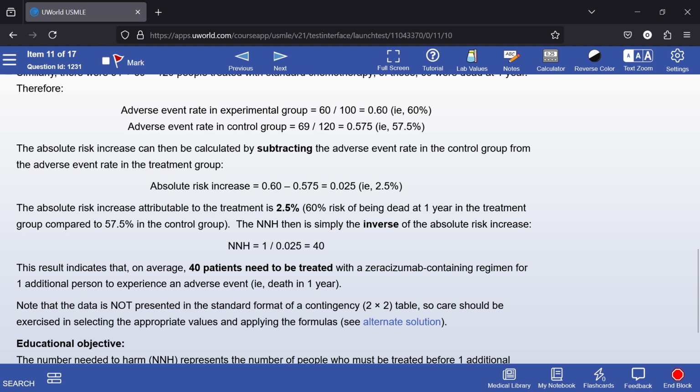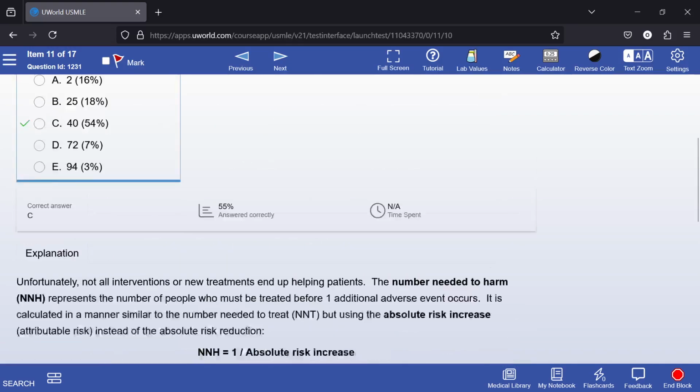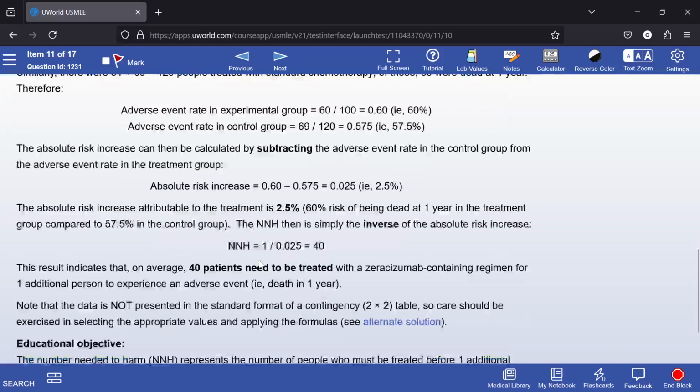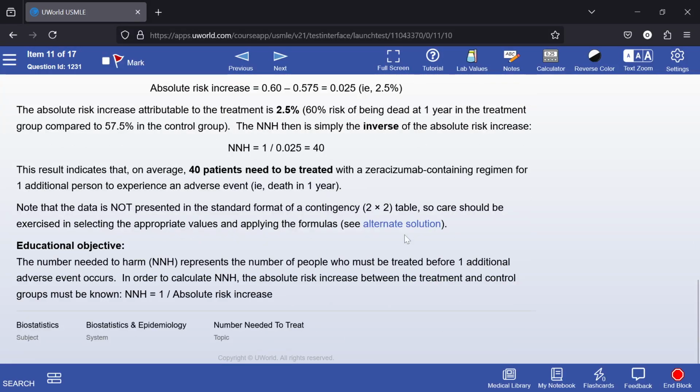Number needed to harm is equal to 1 divided by 0.025, which equals 40. So 40 patients need to be treated with a zirconium-containing regimen for one additional person to experience an adverse event like death in a year.